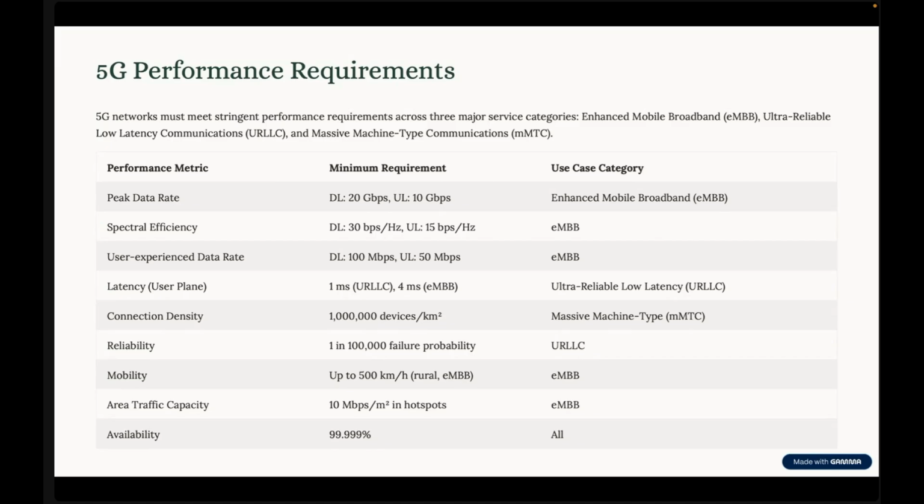Then talking about the spectral efficiency, in downlink it is 30 bits per second per hertz, and in uplink it's 15 bps per hertz. This is also being used in enhanced mobile broadband. So the enhanced mobile broadband category has peak data rate, spectral efficiency, and user experience data rate.